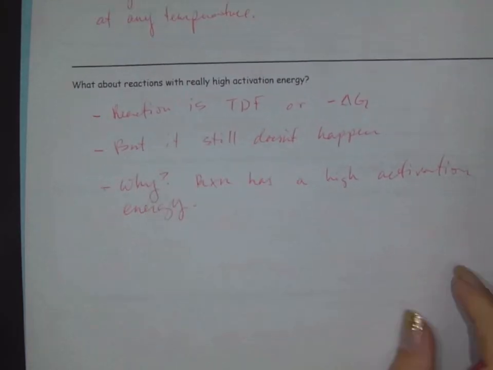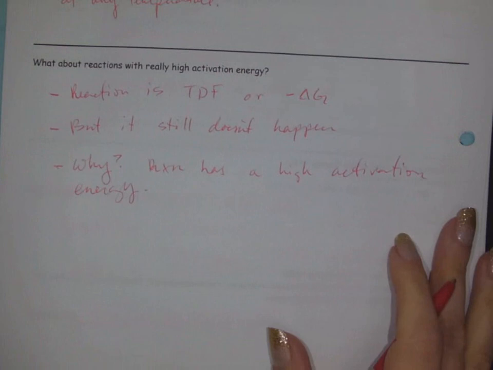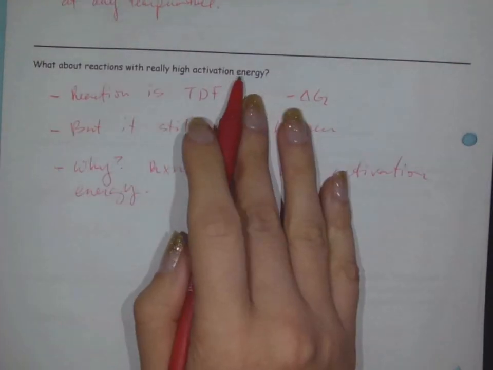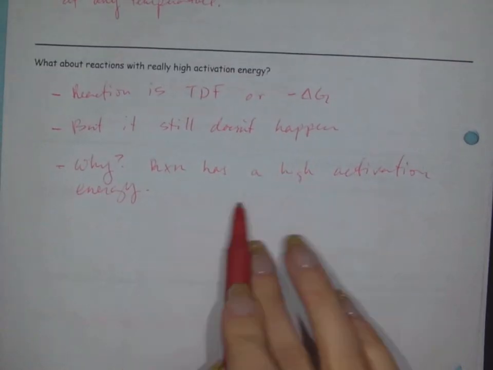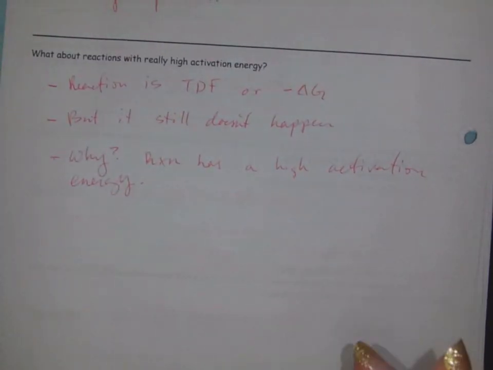So we'll do some practice problems in class, and we'll look at it and be like, hey, this is thermodynamically favorable, but for some reason it still didn't happen. And then that's the reason why. This is rare, not impossible, but rare. So just keep that in mind.